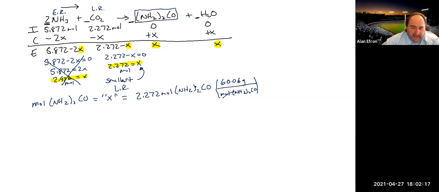Moles are going to cancel. And if we multiply that by our 2.272, it tells us we got about 136.5 grams of our product here would be produced. This is our theoretical yield. Any questions off of those steps there?